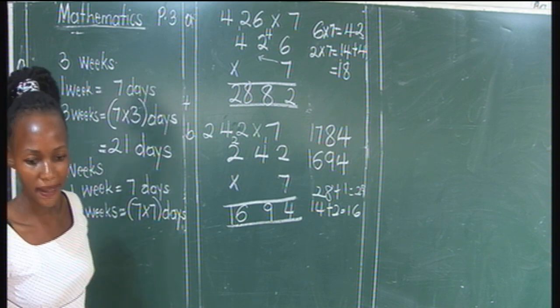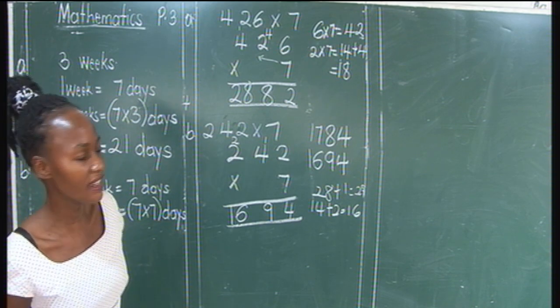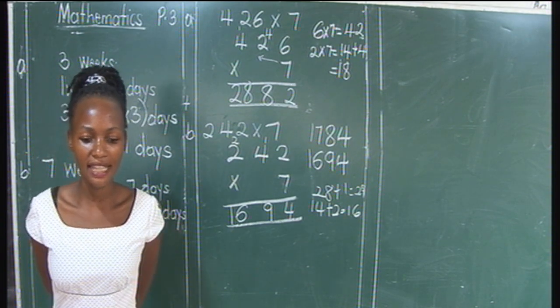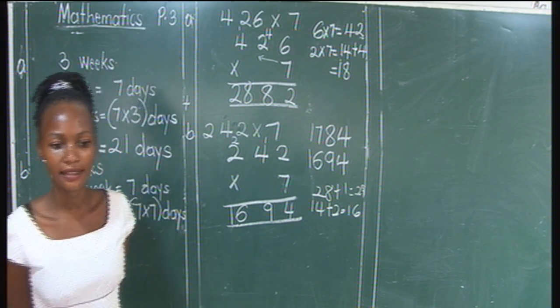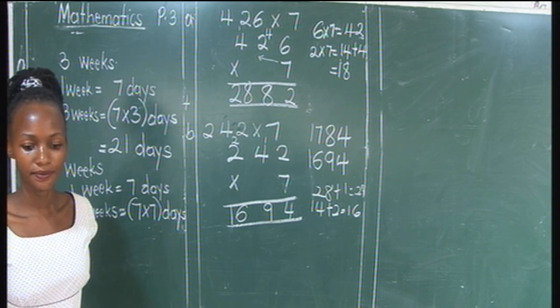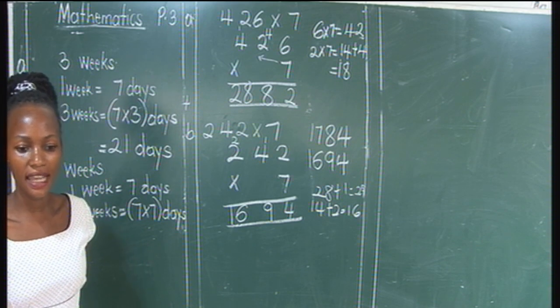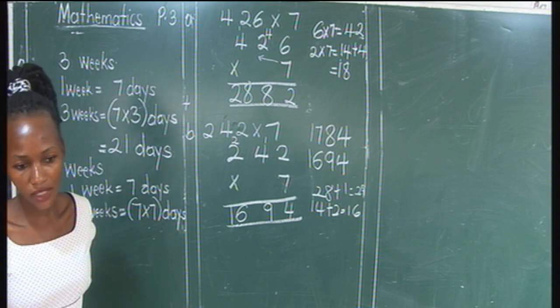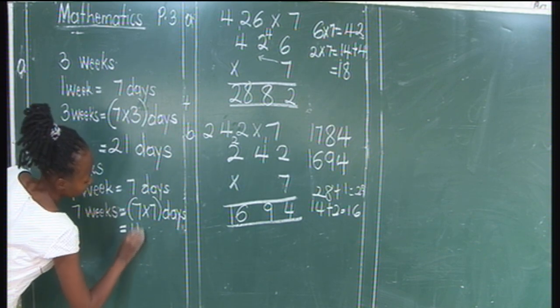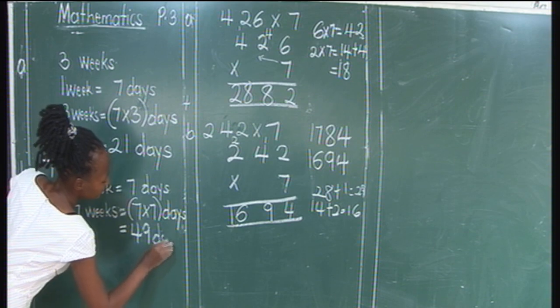No, I need another person. That is table 7. 7 times 7. What do you get? What is 7 times 7? Okay, yes, Shivan. 49. But 49 what? Days. 49 days. Thank you.